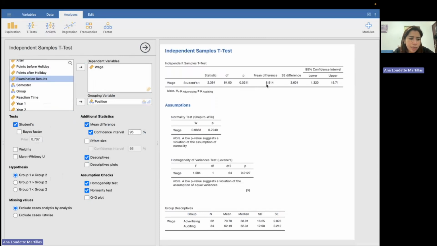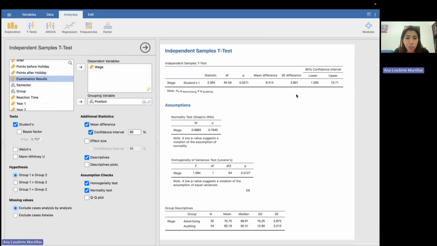This concludes that there is a significant difference in the average annual wages between advertising and auditing managers. The analysis indicates that advertising managers earn significantly higher average annual wages than auditing managers. The term significantly indicates that the difference in average wages between the two groups is statistically meaningful. This typically means that the observed difference is unlikely to have occurred by random chance, as determined by statistical tests.